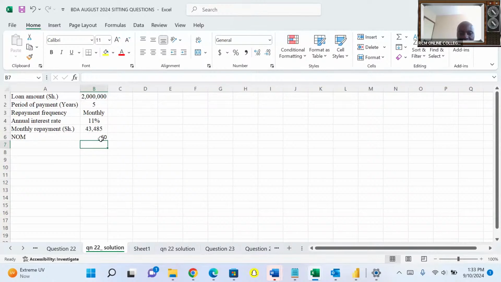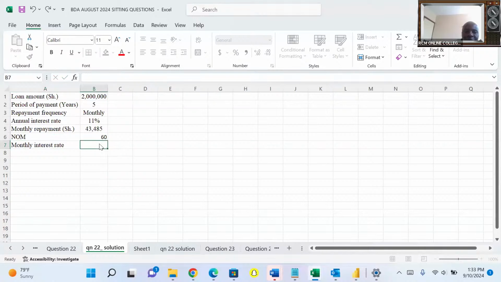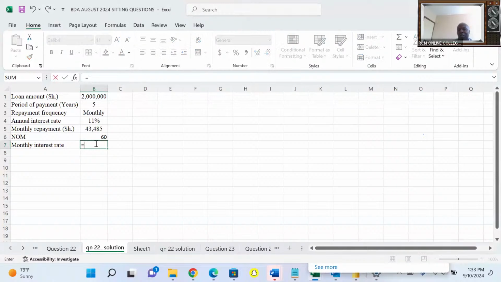My number of months in total will be 60. And then this is an annual interest rate. I need to make it a monthly interest rate. So we have here monthly interest rate. So this monthly interest rate, ladies and gentlemen, what I will do, I will come and say equals. I must start with equals, of course, in Excel functionalities.